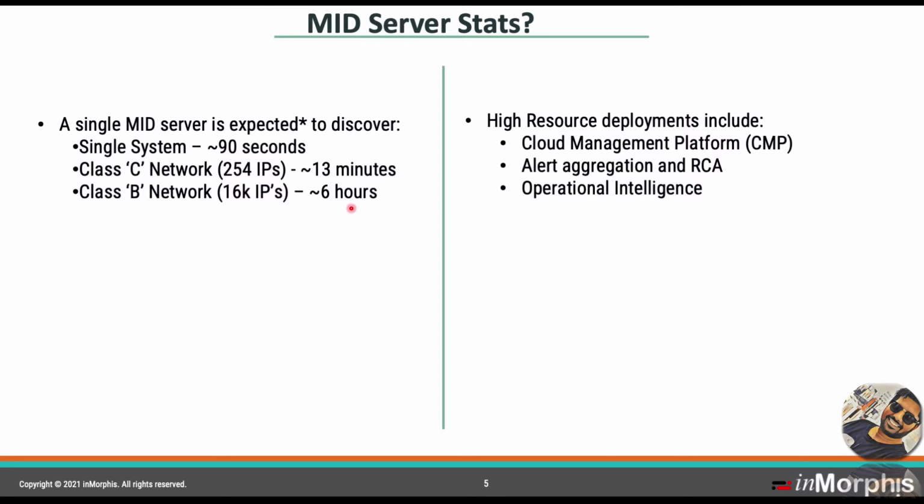Now there are certain other things where we require high resource utilization. That is if you have CMP, cloud management, or event management, basically RCA and alert aggregation, and operational intelligence. I'm not sure how many of you know the OI component, but when we talk about it, you will come to know how many more resources it usually utilizes. So we might need more mid servers, and a more powerful machine to install the mid servers, in case these applications are in the picture.